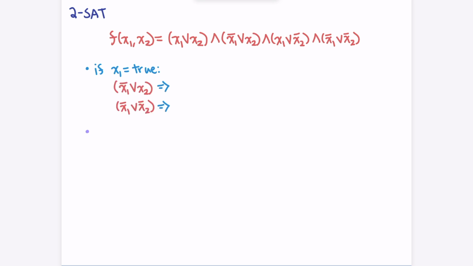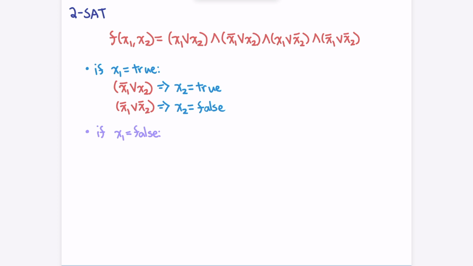Well, okay, let's take this first clause, not X1 or X2. To satisfy that clause, what does X2 have to be? True. X2 has to be true to make that clause happy. Now let's look at this clause, not X1 or not X2. What does X2 have to be? Has to be false, right? So if I go down this X1 branch, I'll reach some contradiction. X2 has to be both true and false. Okay, we're done. And we can do the same thing on the false side, right?